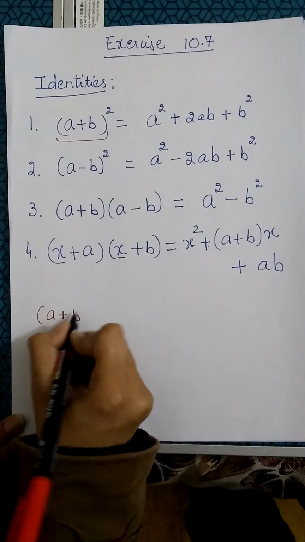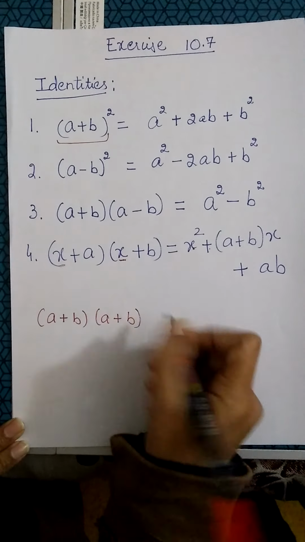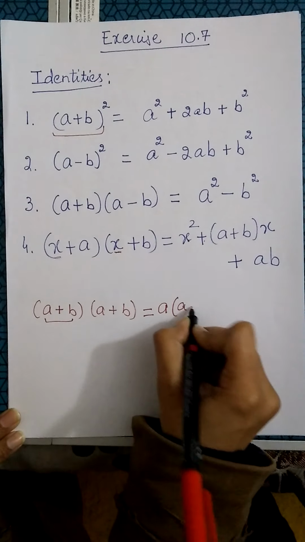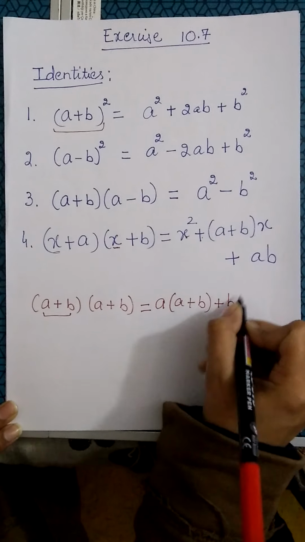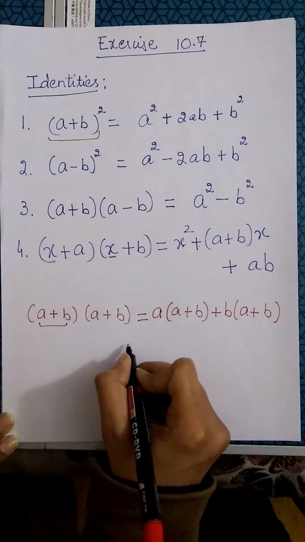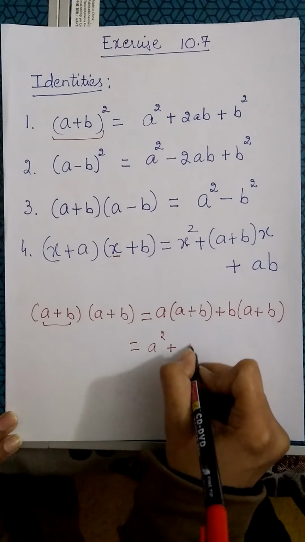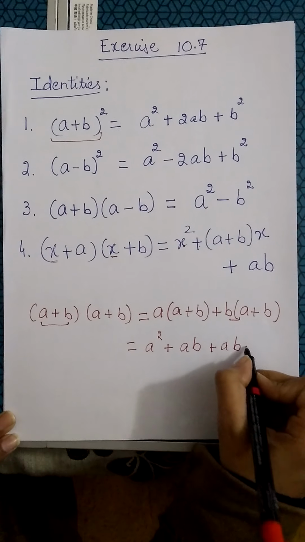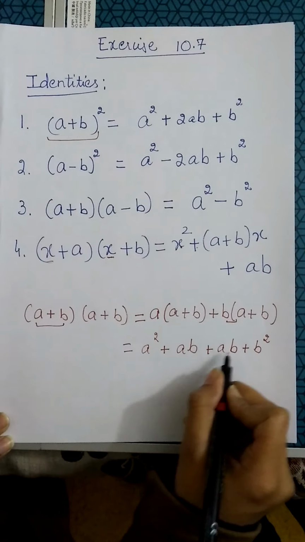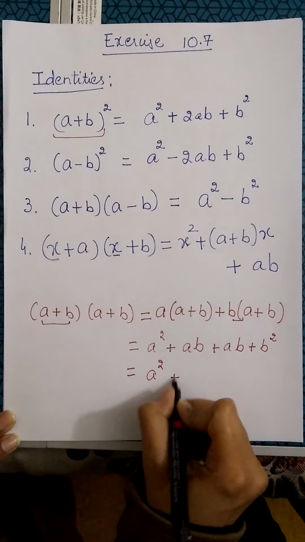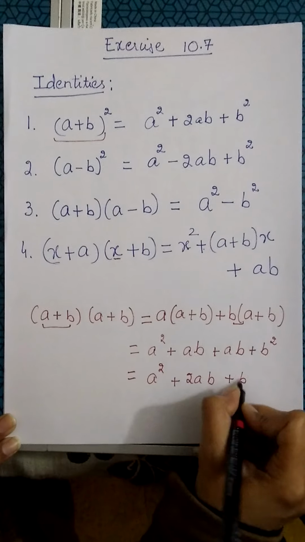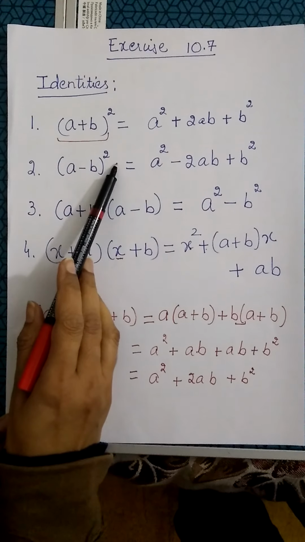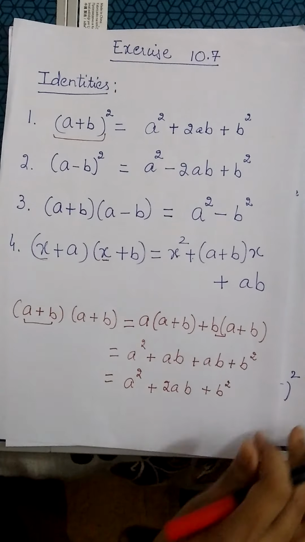(a plus b) whole square means (a plus b) into (a plus b). That means a is multiplied, if we split one of the binomials, that is a plus b, then plus b, here, and then (a plus b). If we open the bracket, a square plus ab plus ab, because multiplication is commutative, plus b square. ab and ab are like terms, so a square plus 2ab plus b square. So this is how we get this identity. Similarly, we can do it for (a minus b) whole square and for these two identities also.